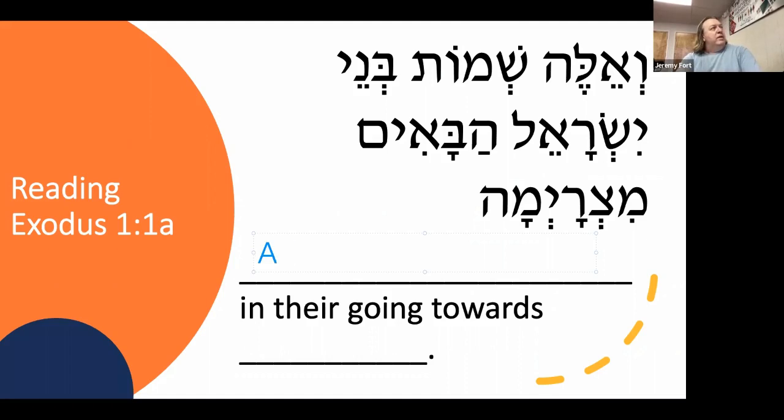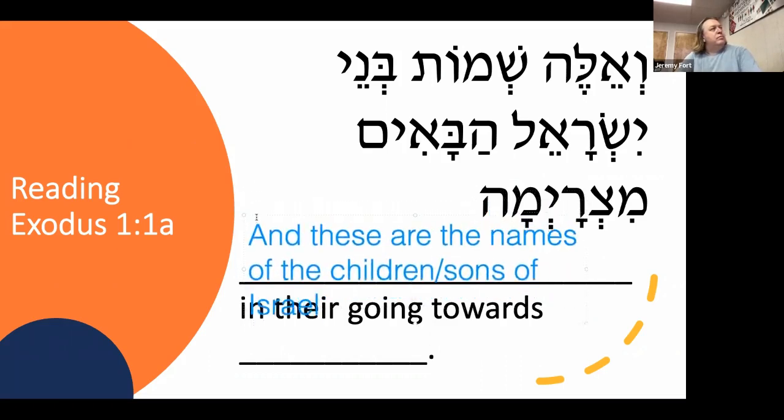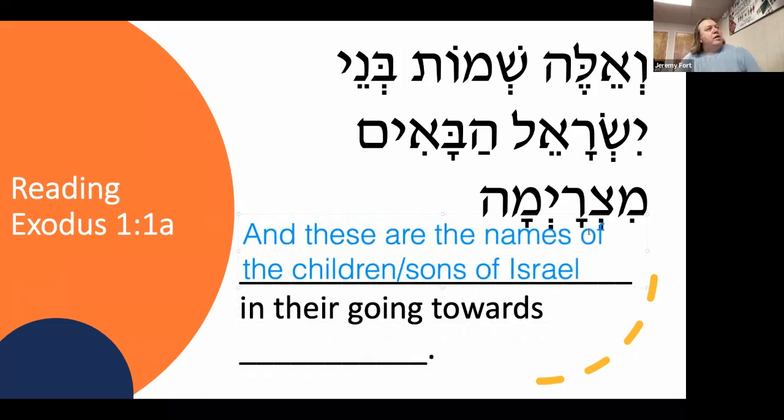So now that we've got that sufficiently marked up, let's see if we can fill in the sentence here. These are the names of the children, or sons, if you want to be specific, of Israel. That's how that would go in that first phrase. In their going towards, and that's where I translated this "ah" as towards, Egypt.